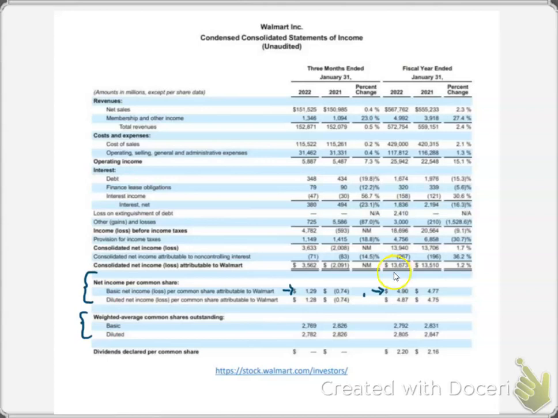So how did Walmart perform? Well, for the 12 months ended January 31st, 2022, they made $4.90 of profit or net income per share of common stock. Now they made a profit, and it's a pretty good profit per share, but we can always compare it to another company to see which one's better.